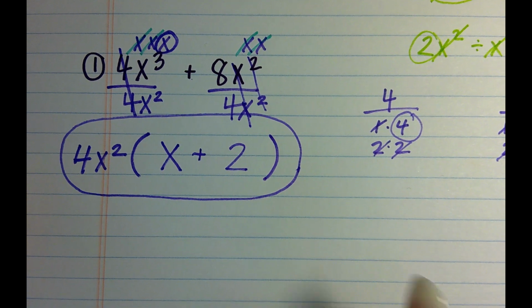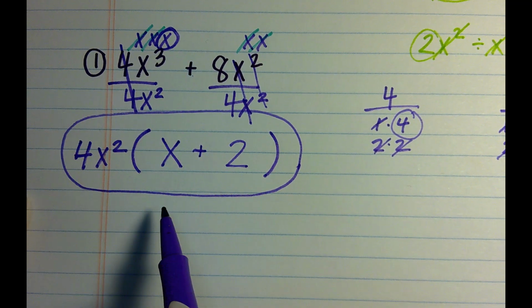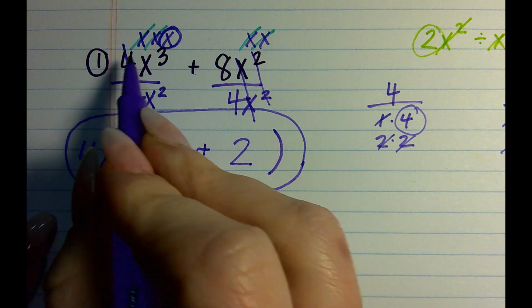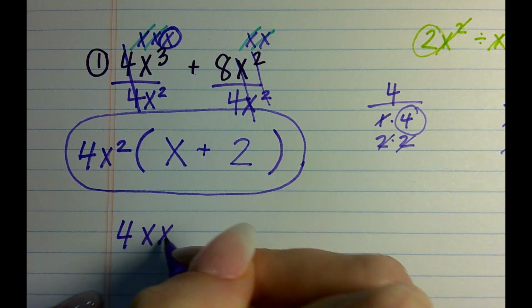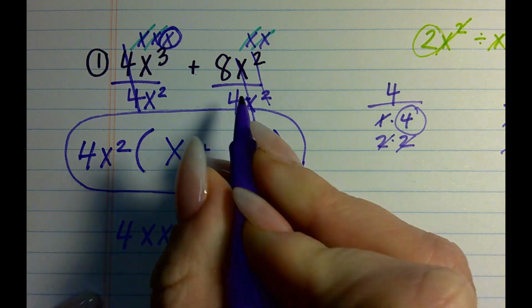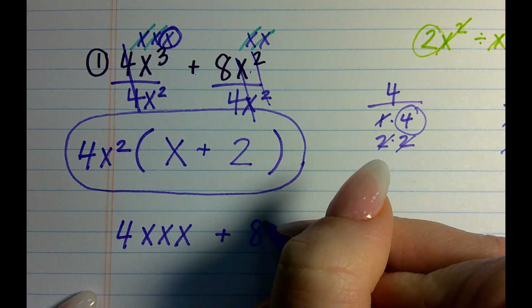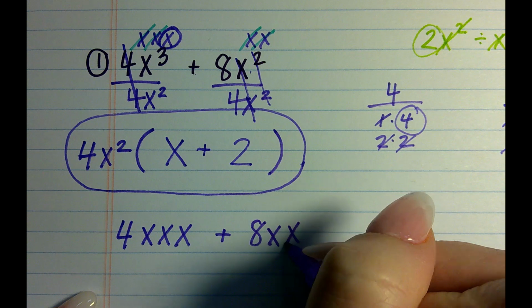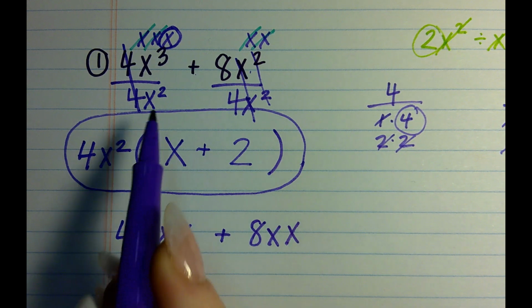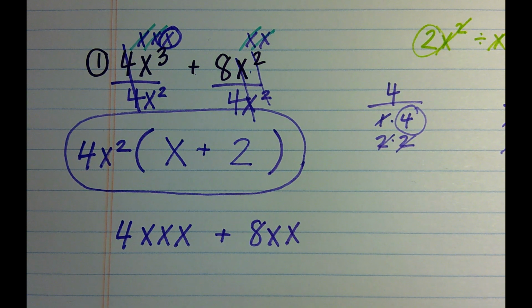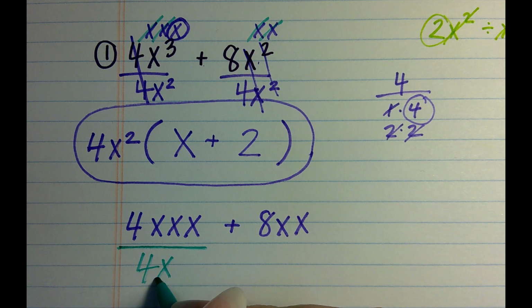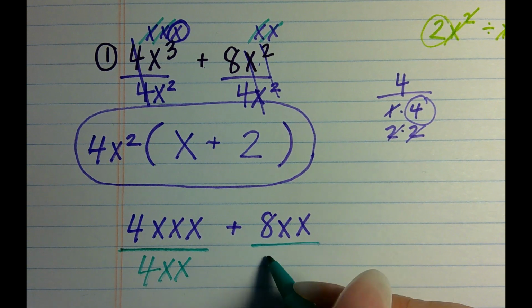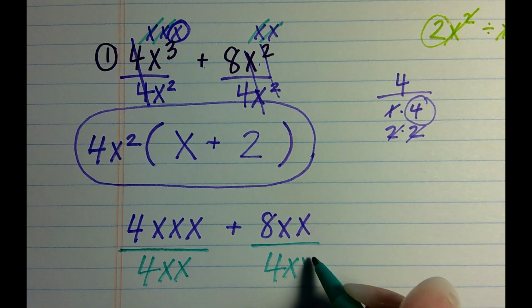here's another way to write it out. I'm going to write these below here. Instead of 4x to the third power, we could just write 4xxx, plus 8x squared is 8xx. And then when we find our greatest common factor, which is the 4x squared, 4xx.